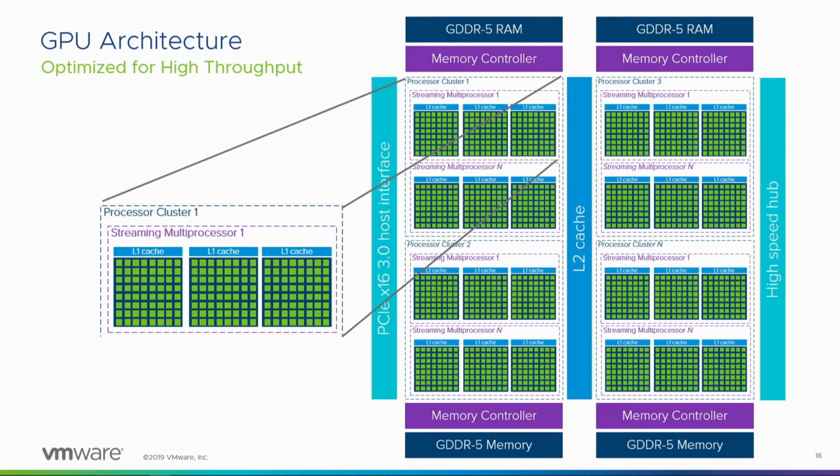So whenever we are scheduling against a CPU, we do that on a per core basis. Obviously we can use hyperthreads or SMTs as well. But with GPUs, we are scheduling against processor clusters that contain multiple streaming multiprocessors that contain a lot of cores. So now you are scheduling your machine learning workload against a lot of cores at once. That's parallelism, that's high throughput for you, right? So it's good to understand the main differences between the CPU and the GPU architecture.